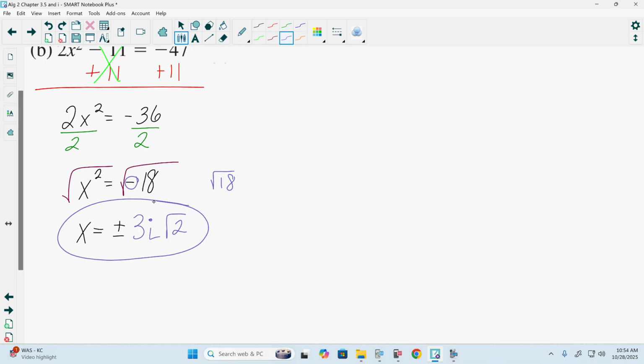So that tells us that x is equal to plus or minus 3i square roots of 2. And that's it. Questions on this here?